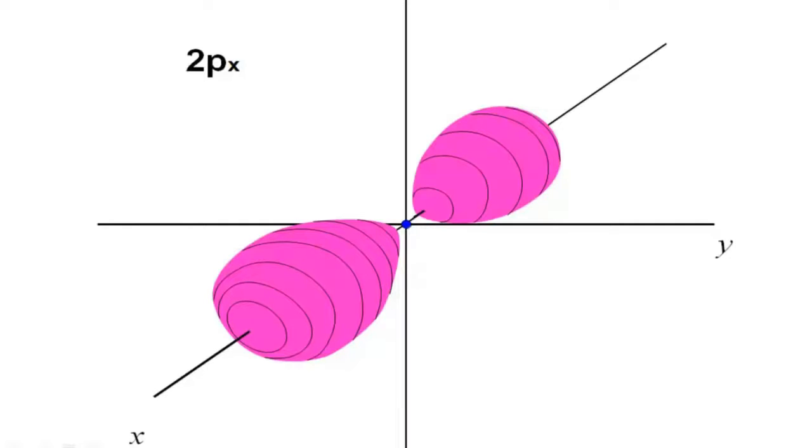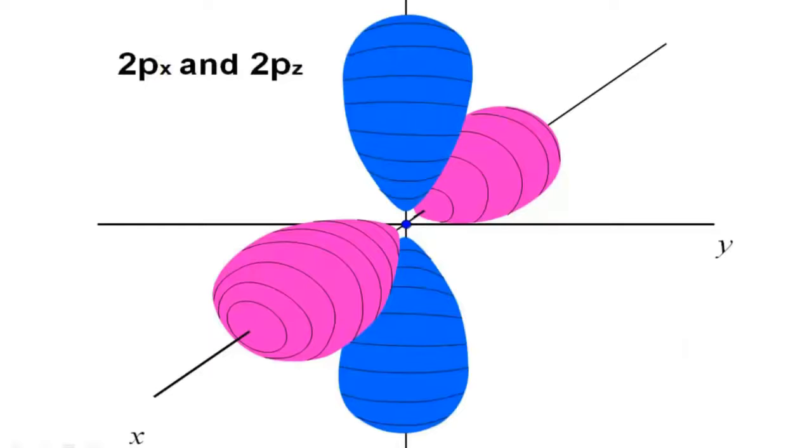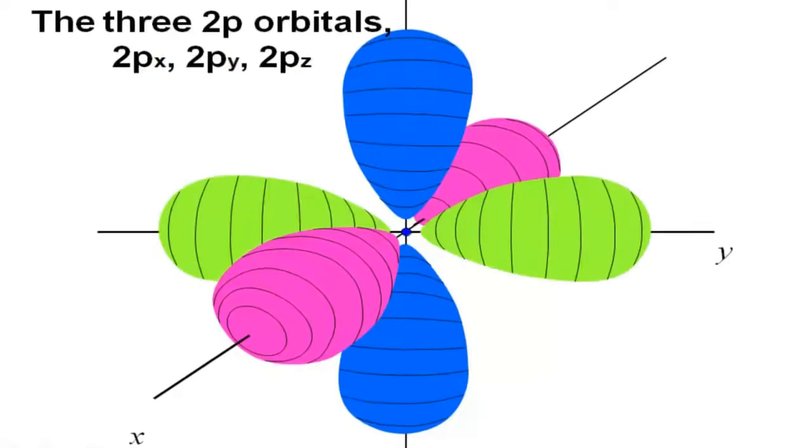But what if we need to accommodate a 6th electron, which would be carbon? Carbon has a total of 6 electrons. Well, that could go into the 2pz orbital. And then what about nitrogen? The 7th electron that nitrogen has could go into the 2py orbital. But we said that each orbital can have a maximum of 2 electrons.